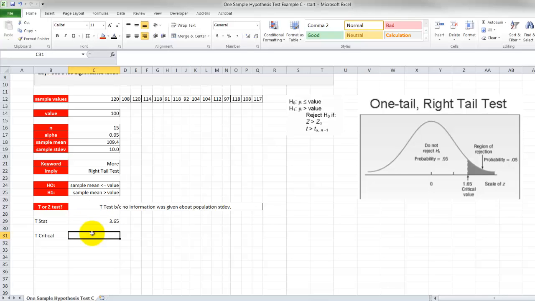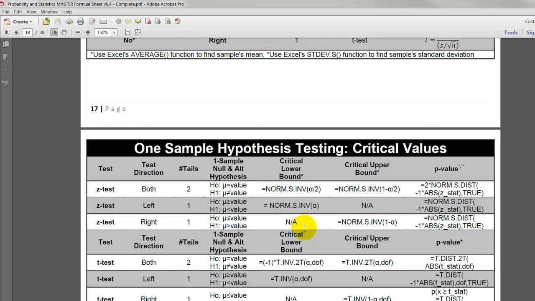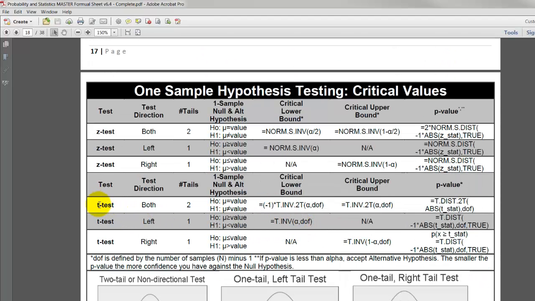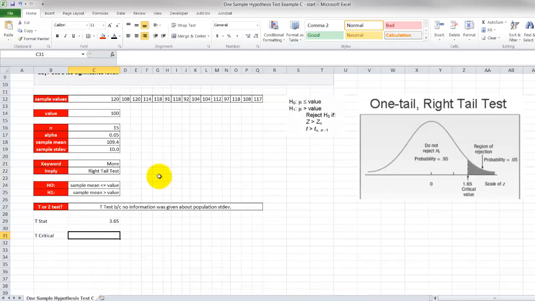Test critical, at that point we need to look up the formula. Let's go down to the next page. We're dealing with the t-test, we're dealing with the right test, and we can validate that we've written our null and alternative hypothesis correctly. It doesn't have a lower bound, but it does have an upper bound. Let's copy that formula. All this formula requires is 1 minus alpha and degrees of freedom. Degrees of freedom is not something we calculated, but we can embed that in the formula.